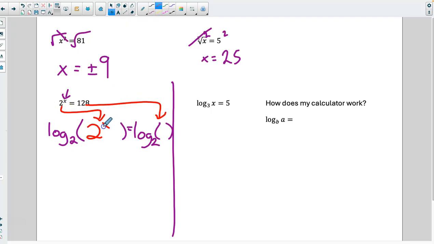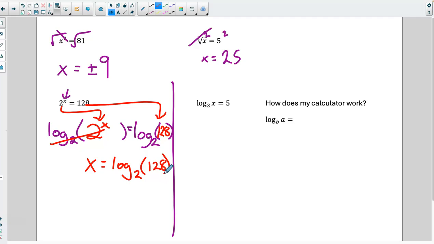So I get 2x right here, and I get 128. Now log base 2 of the argument 2 to the x, that cancels out just like above. It's the inverse operation, leaving me with x. Then over here, I get log base 2 of 128. Now the variable, the x, is where I want it. I've got numbers on one side and the x on the other side.